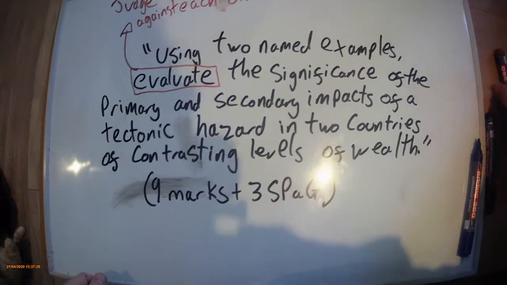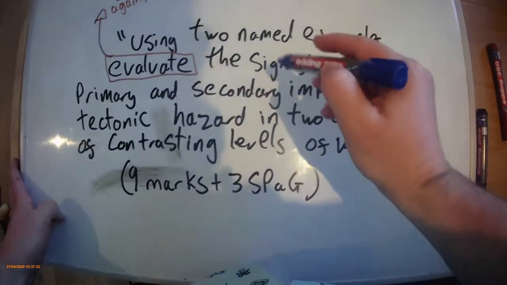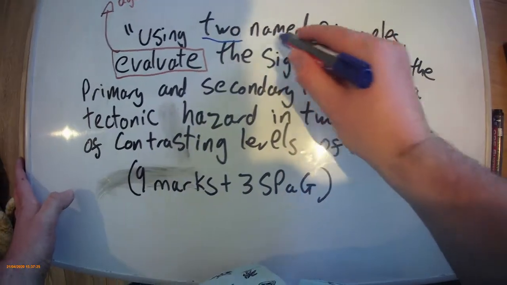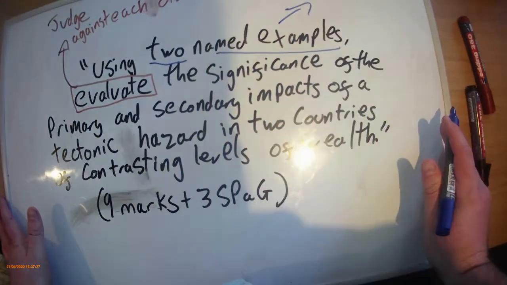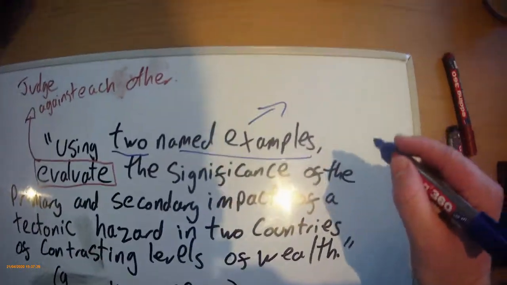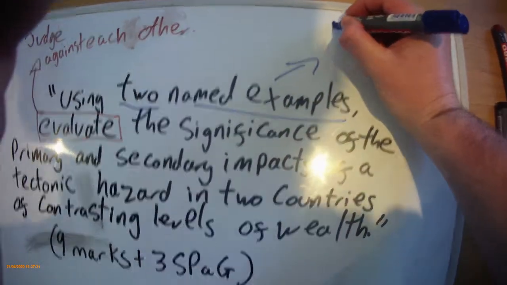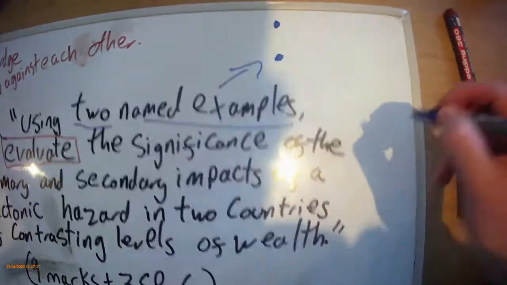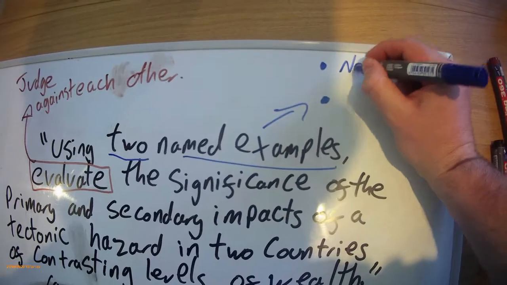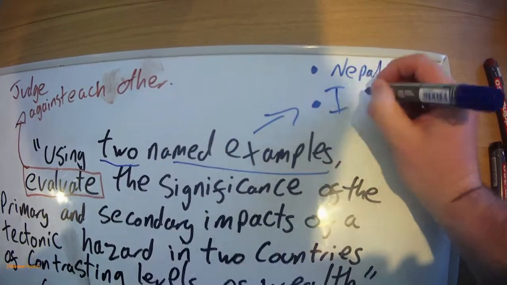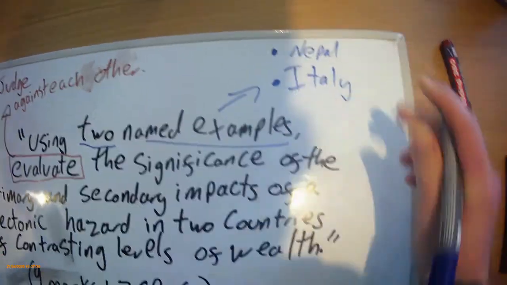We need to find out the rest of the things as well. So what else do we need in this question? Well, we need 2 named examples. So these are our case studies. Now you guys have just done some research, so you're going to use those ones for us. So we're going to have one up here and one down here. As an example, I'm going to put Nepal and Italy. Those are 2 case studies that I've recently reviewed.